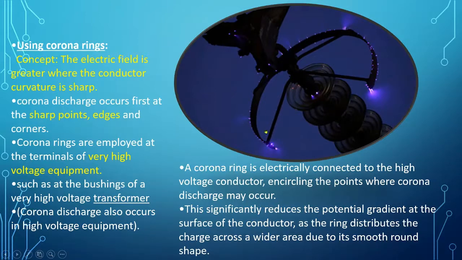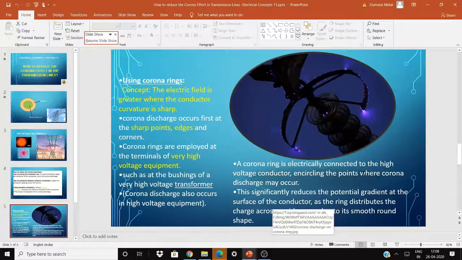You see the sparks are happening here. Throughout the conductor the corona effect is reduced, and the corona effect happens at the edge, at the corona ring itself. This way we can avoid the corona effect throughout the transmission lines. And we use this kind of ring in very high voltage equipment, such as high voltage transformers and so on. So this way we can reduce the corona effect.